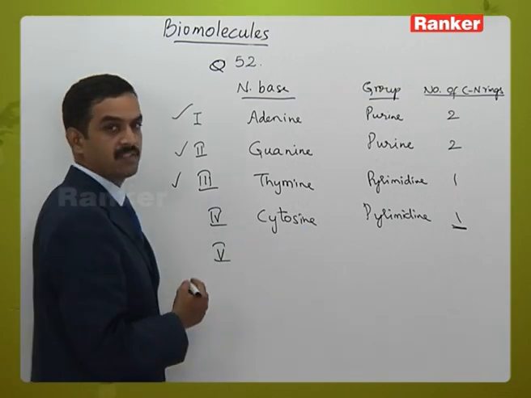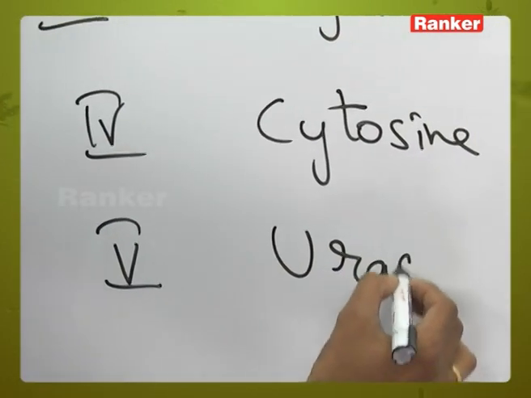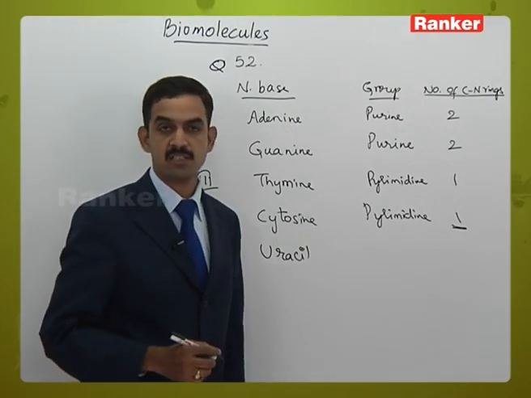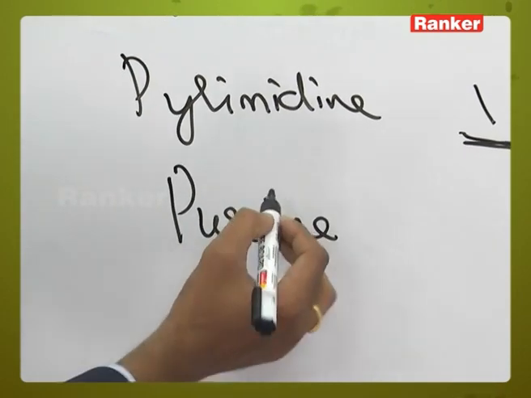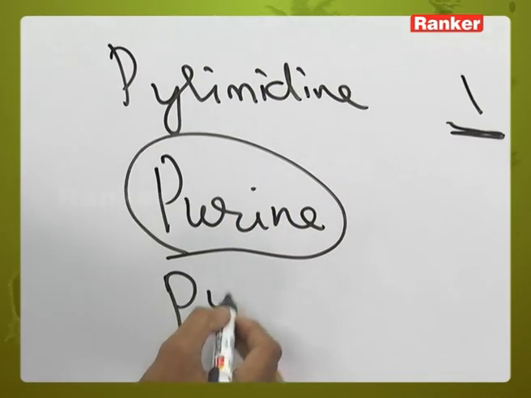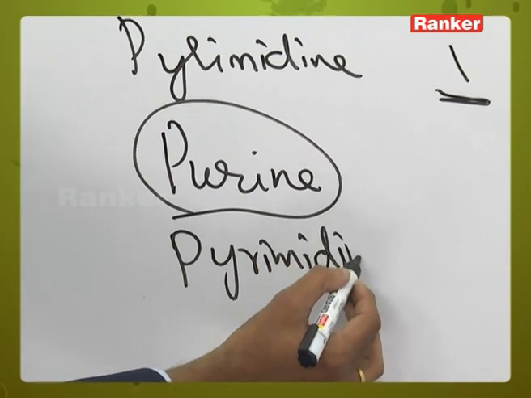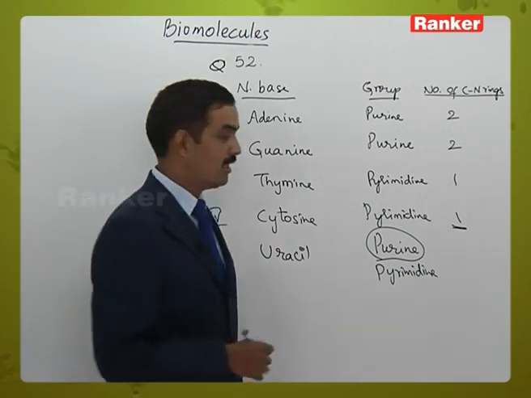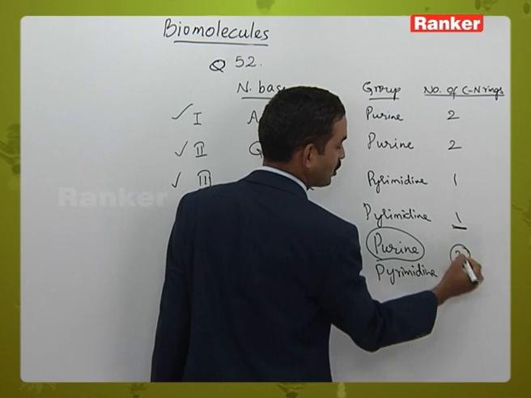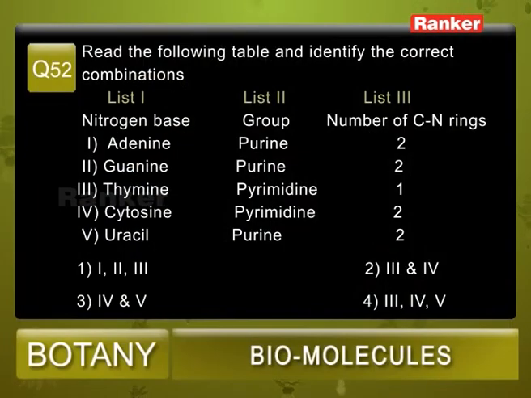Then fifth one is uracil. Uracil is a pyrimidine molecule which is present in RNA. But in the question it is given as a purine molecule. So this is incorrect. It should be pyrimidine. And as it is a pyrimidine molecule, it should contain only 1 carbon nitrogen ring. But here it is given as 2. So this is also incorrect. It should be 1. So from the given options, we can say that only 1, 2 and 3 are correctly given and correctly matched. So question number 52, the correct answer is 1.